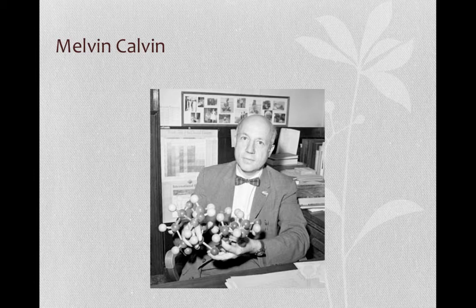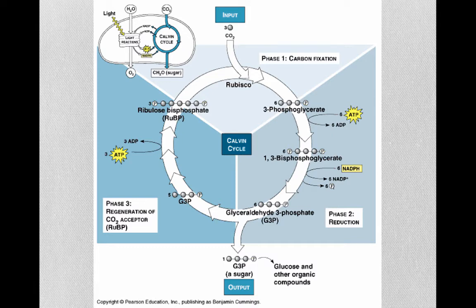Melvin Calvin in 1945 at the University of Berkeley, along with his colleagues, worked out the set of reactions that converted the carbon atoms of carbon dioxide into the carbon atoms of glucose. The Calvin cycle consists of 3 parts.